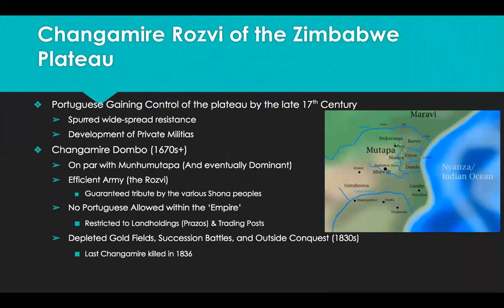Now, to talk about the Changamire Rozvi of the Zimbabwe Plateau. This is very interesting because, and I'll have to do a couple of videos to talk about how we even get here, but a Cliff Notes version of that is Bantu people who had migrated all the way to the south of Africa in circa 900 CE to maybe 1200 CE had built these large rock settlements in what is now South Africa, but on the border of South Africa and Zimbabwe and Botswana today. This area is known as Mapungubwe, right?